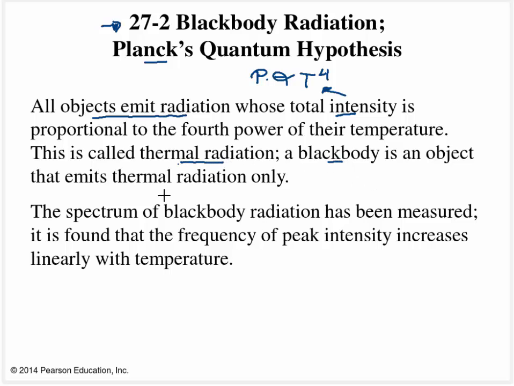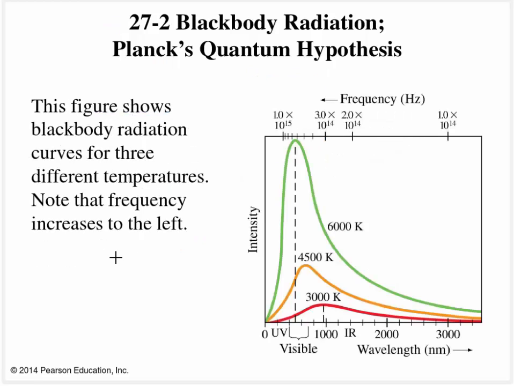He said a black body is something that's going to emit only thermal radiation. So you think about it, pretty much everything has a temperature, so it's going to be emitting thermal radiation. We can also say that the spectrum, or the range of frequencies emitted by a black body, has been measured quite well. And we found that it's a peaked curve, as you'll see on the next slide, and the frequency is going to be directly proportional to temperature, at least the peak intensity. And this curve shows that the frequency is going to be proportional to the temperature.